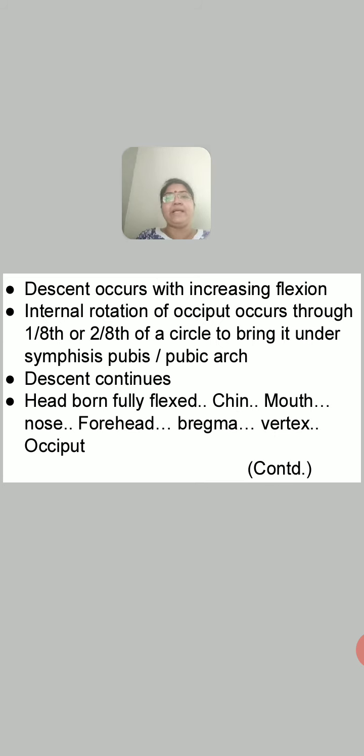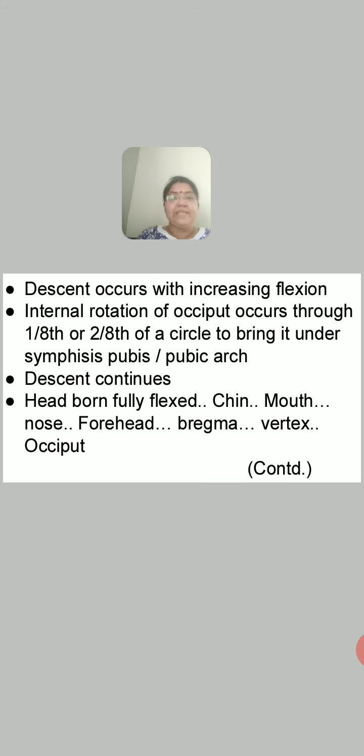Descent occurs with increasing flexion. So when at the time of engagement the head is not well flexed, due to further descent, complete flexion of the head also occurs. Internal rotation of the occiput occurs through 1/8 or 2/8 of a circle to bring it under the symphysis pubis. Because of this rotation, the head lies under the symphysis pubis or the pubic arch.